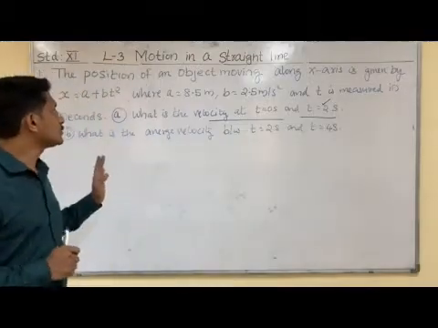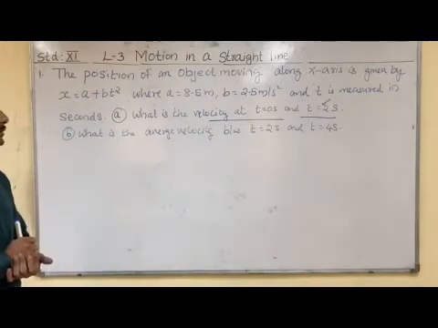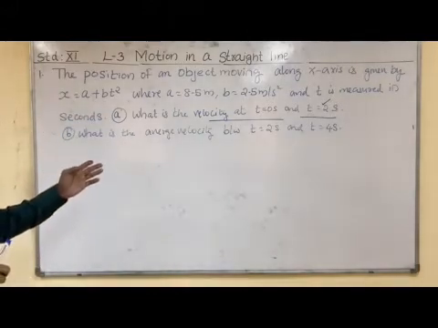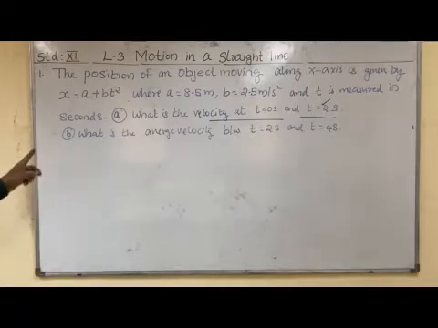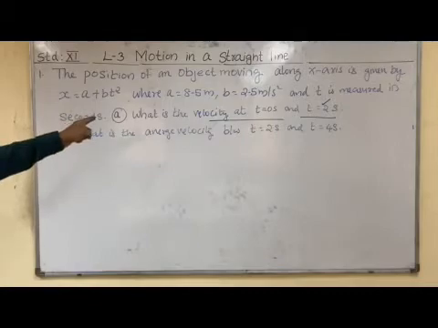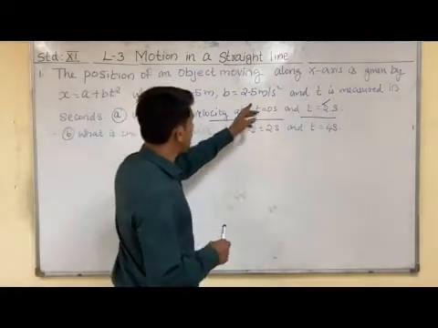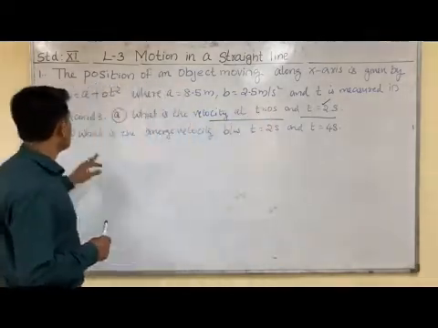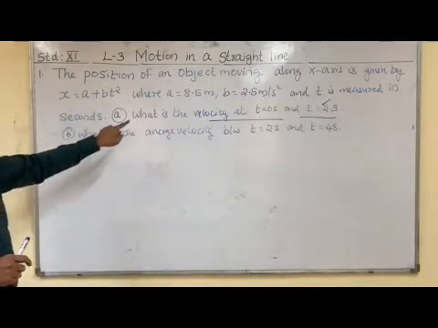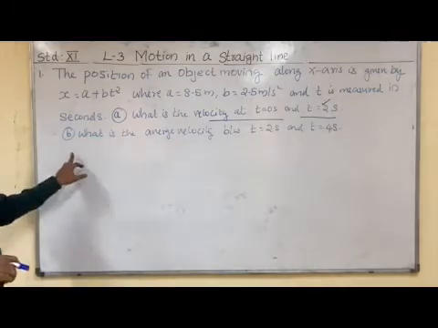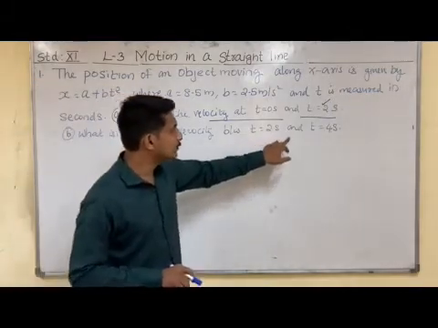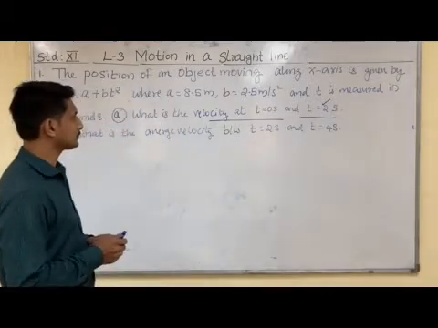Good morning children. We are going to solve this question based on instantaneous velocity and average velocity. You can see this question. The position of an object moving along the x-axis is given by x is equal to a plus bt square, where the values of a and b are given, and time is in seconds. What is the velocity at t is equal to 0 and t is equal to 2 seconds? And what is the average velocity between t is equal to 2 seconds and 4 seconds?